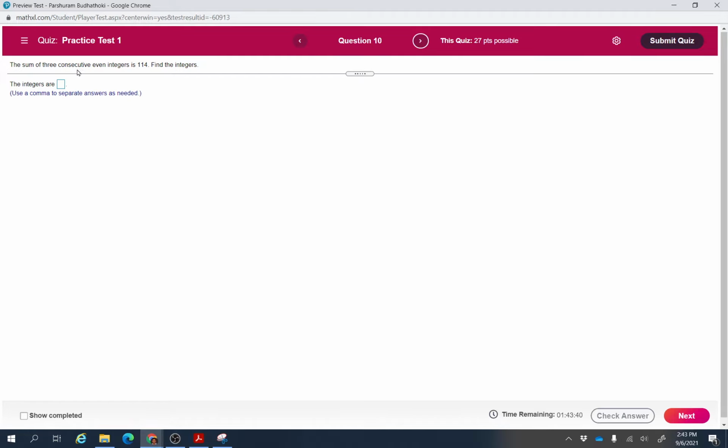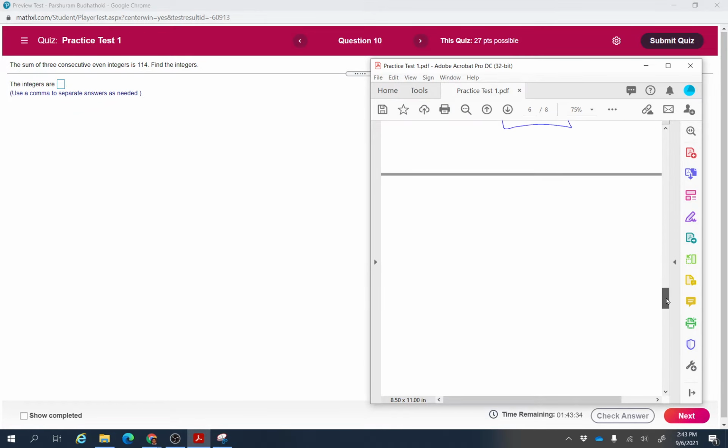The sum of three consecutive even integers is 114. So there are three consecutive even numbers, meaning one comes right after the other. When we talk about even numbers, think about this. Let's say, for example, the first even number is 2, then the second even number comes, 4, the third even number is 6, the fourth even number is 8, and so on. That means if you're talking about consecutive even numbers, then the difference between the first one and the second one would be 2. For example, 2 plus 2 is 4, 4 plus 2 is 6.